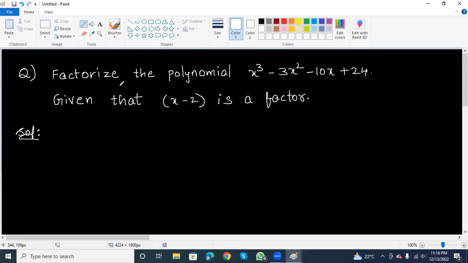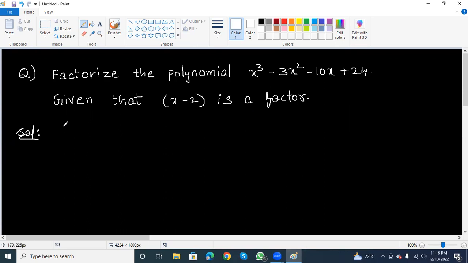So this is my question. Factorize the polynomial x cube minus 3x square minus 10x plus 24, given that x minus 2 is a factor. This is a polynomial, right? It is having a degree 3. That means at most we will have 3 factors.